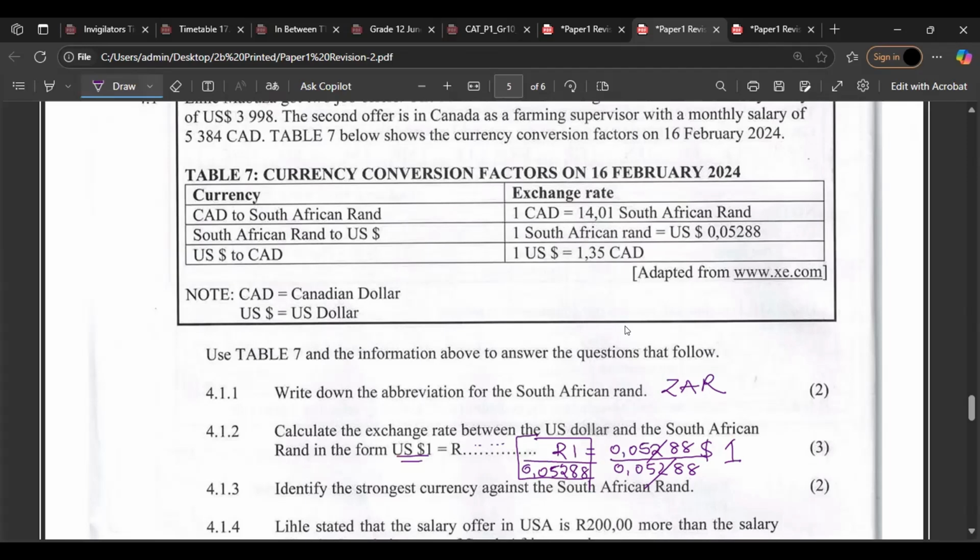The answer became 18.91, rounded to 2 decimal places. So that's the answer. So they want you to write it. So your answer will become like this: $1 is equivalent to 18.91 Rand. Okay. Getting ready for paper 1.